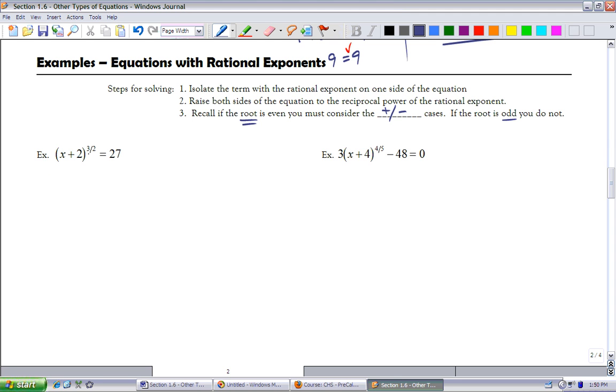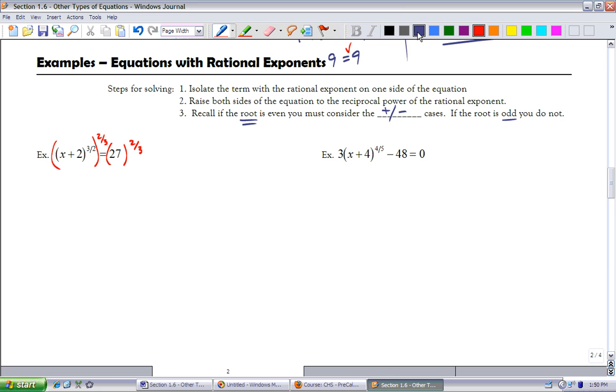If I have an equation, x plus 2 to the 3/2 power equals 27. In order to get rid of that 3/2 power, all I have to do is take both sides to the 2/3 power. Okay?